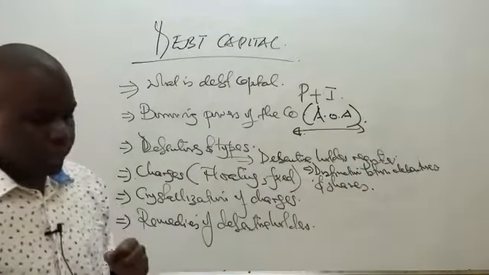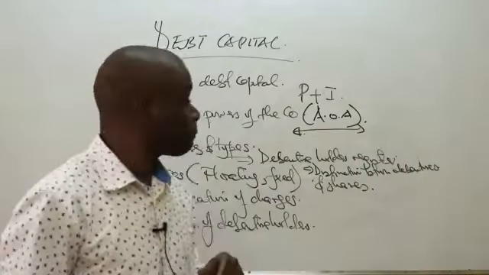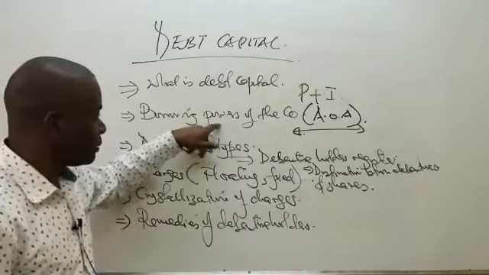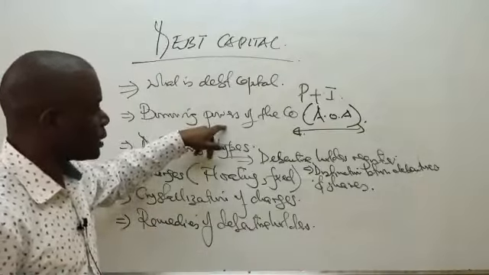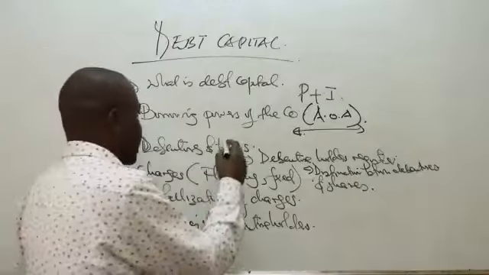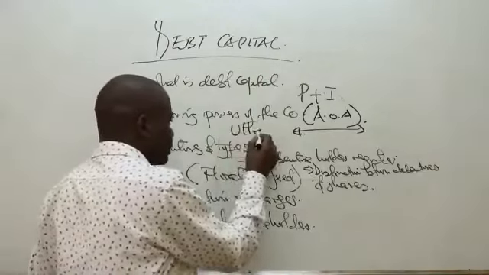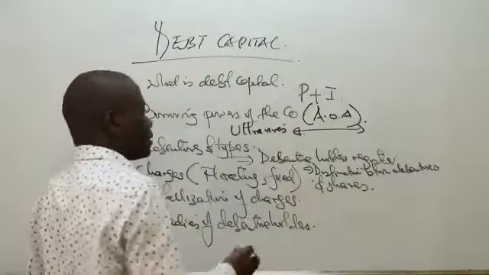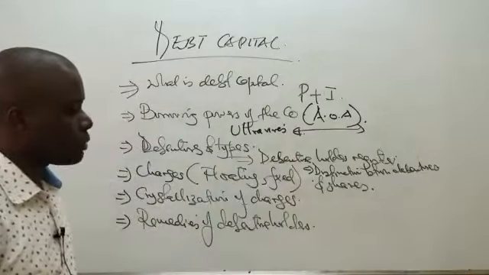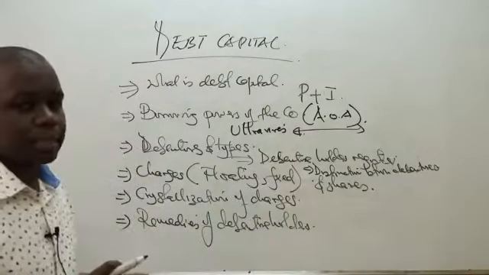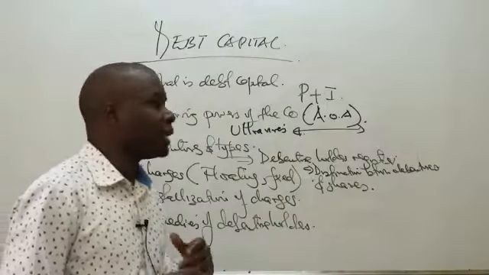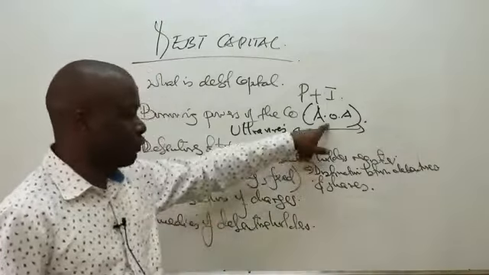So any borrowing that will be made by the company which is outside the articles of association, such a borrowing is usually termed as ultra vires borrowing. Ultra vires borrowing. For example, the limits under which the company will be able to borrow will be outlined in the articles of association.